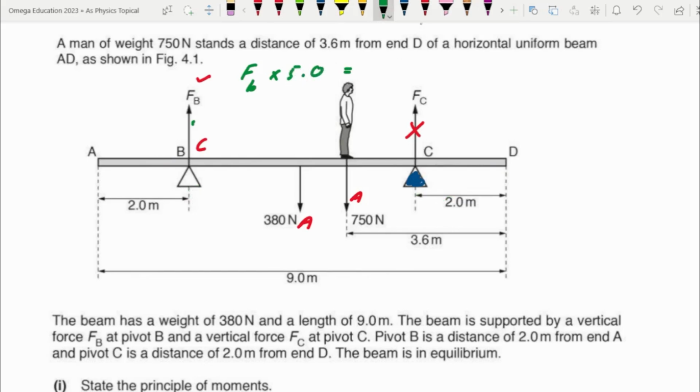So plenty of ways you can find the distance. It's not a very tricky thing. You can do it your own way as well.